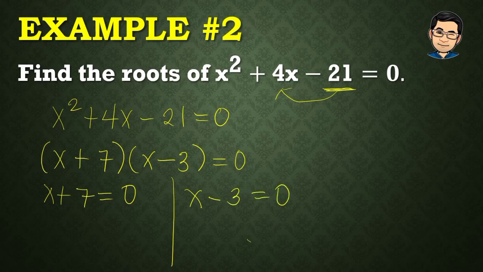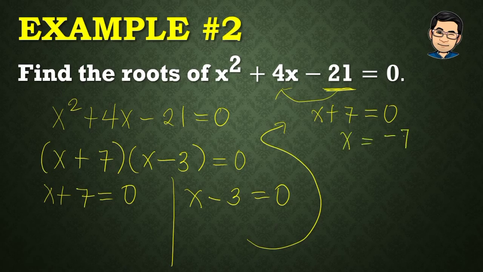So, solve natin yung linear equation niya. X plus 7 equals 0. So, the value of x is negative 7. Another, x minus 3 is equal to 0. So, the value is x equals positive 3.